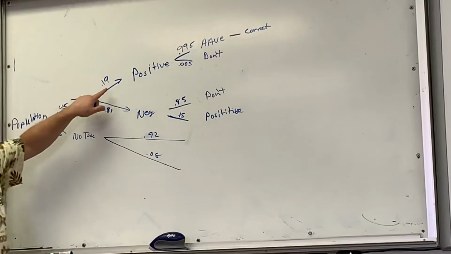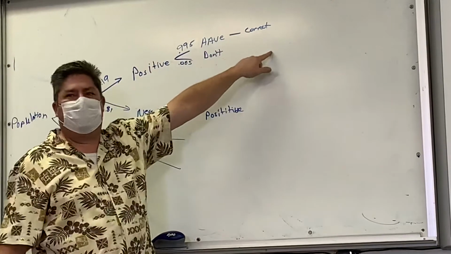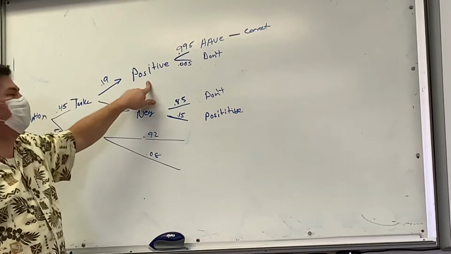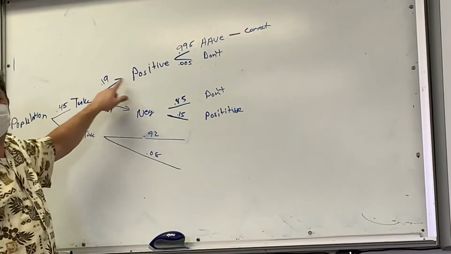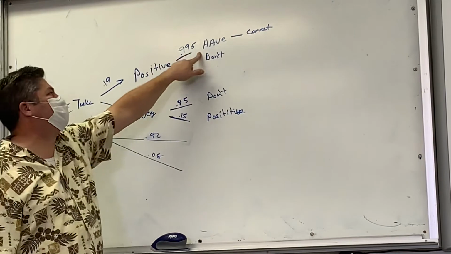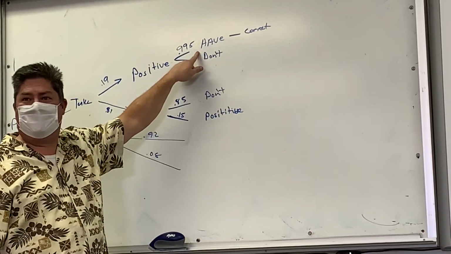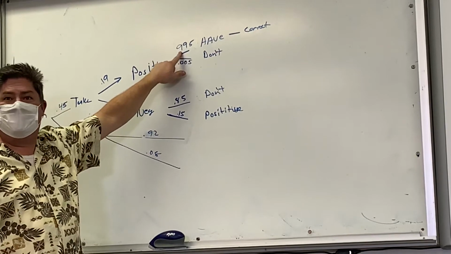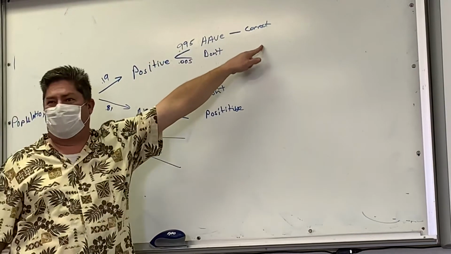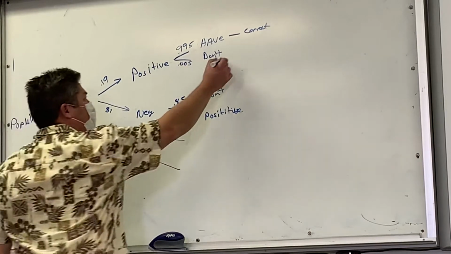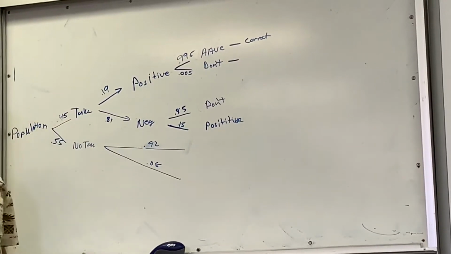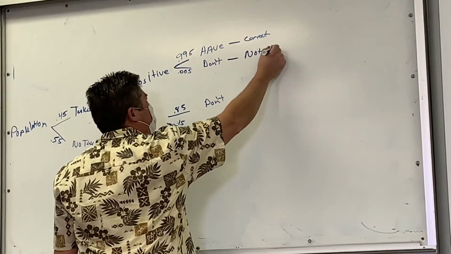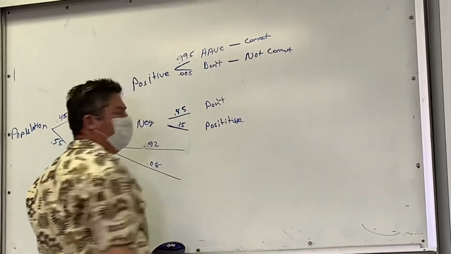Okay, so is this diagnosis correct then? That they took the test and it said it was positive. 19% say it's positive. And of those that say it's positive, they have coronavirus 99.5% of the time. Everybody with me on that? So that makes sense. Is that diagnosis correct? Yes. Is this diagnosis correct? On this one? No, this is not correct. Everybody with me so far?